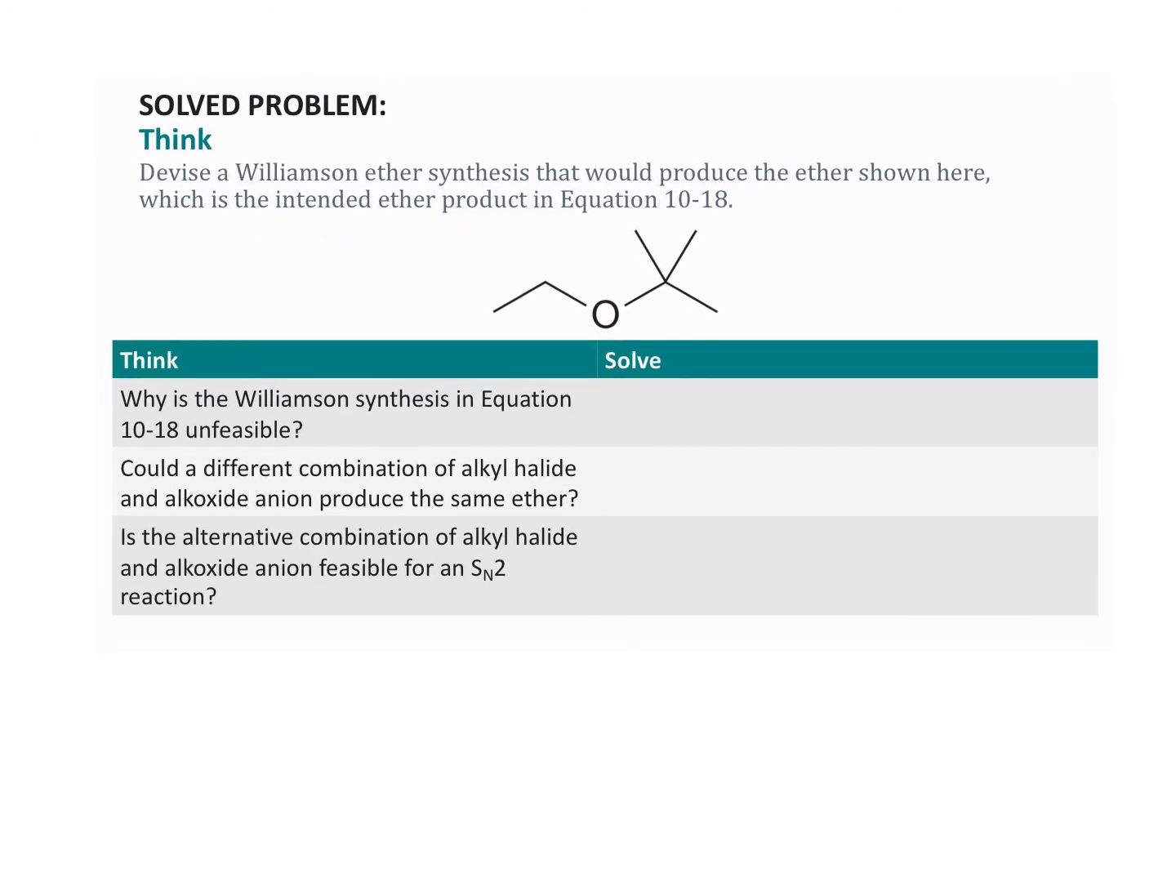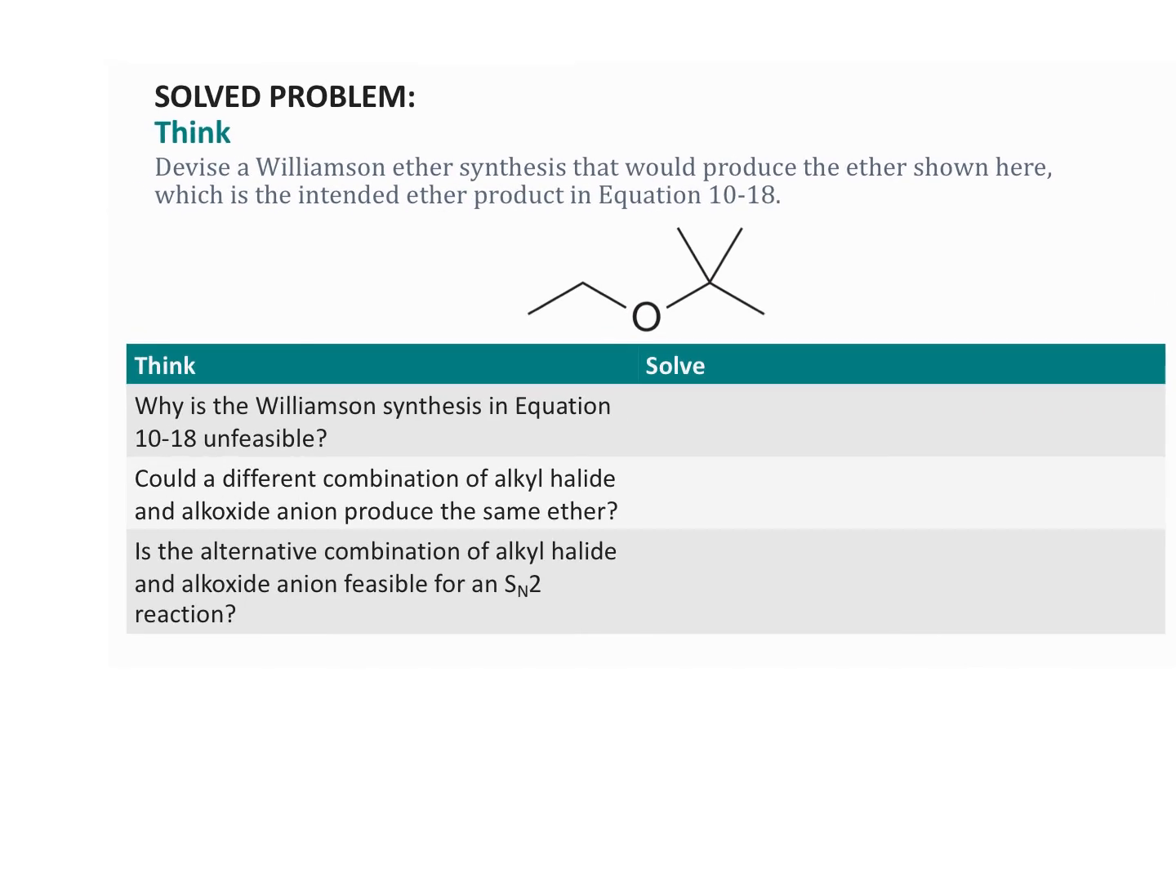So let's do an example. Devise a Williamson ether synthesis that would produce the ether shown here, which is the intended ether product in equation 1018. Okay, so when we look at this, we need to ask ourselves some questions. Why was the Williamson ether synthesis in equation 1018 unfeasible? The reason is that the substrate was tertiary, and so steric hindrance prevented the nucleophile from attacking.